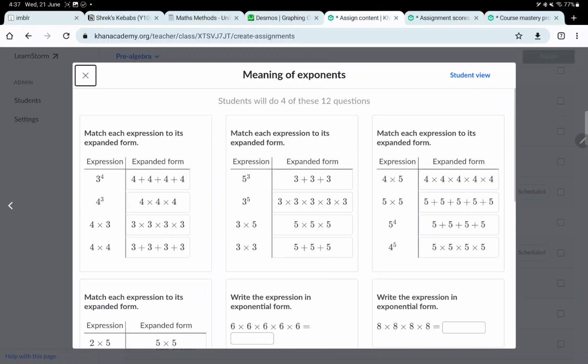Okay, so I'll go through a few of the topics that will be related to the assignments that you guys have got. Now, the first one here is meaning of exponents. When you see these questions, for example, let's say that one here, right? What's the difference between 3 power 4 and let's say 4 power 3? What's the difference? Evelyn?